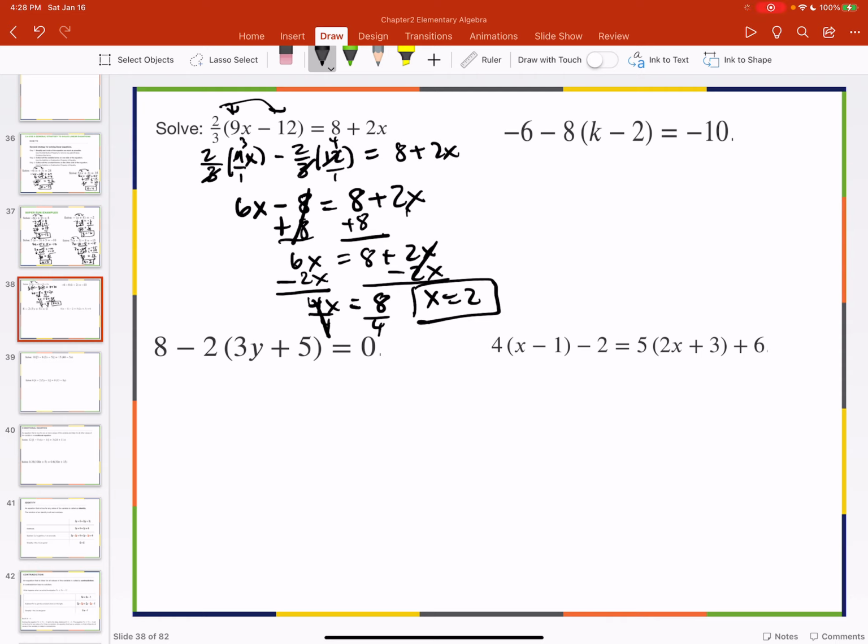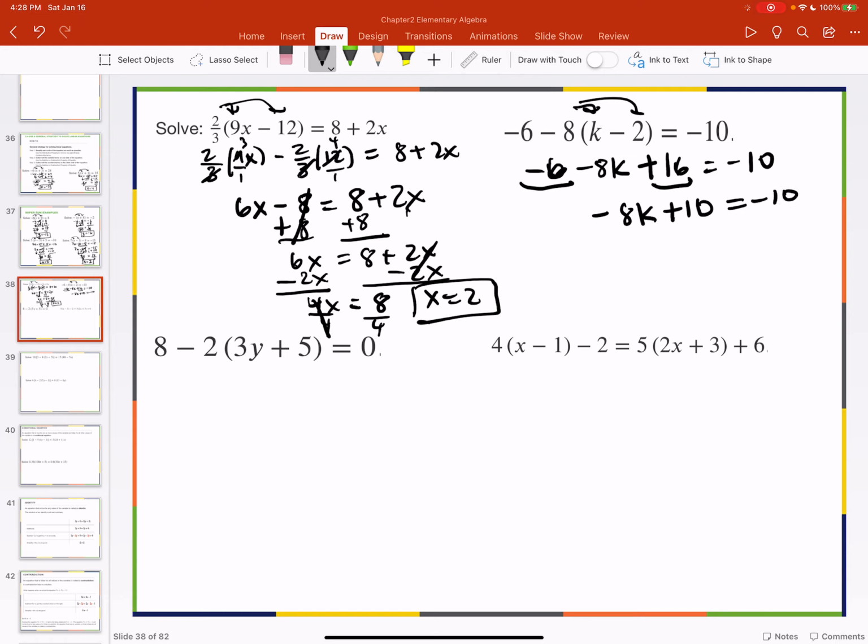Okay, let's continue. Let's do this one here. We have negative 6 minus 8k. Negative 8 times negative 2 becomes a positive 16. Okay, is equal to negative 10. So like terms, here and here, we get negative 8k. What's negative 6 plus 16? That's going to be positive 10 is equal to negative 10.